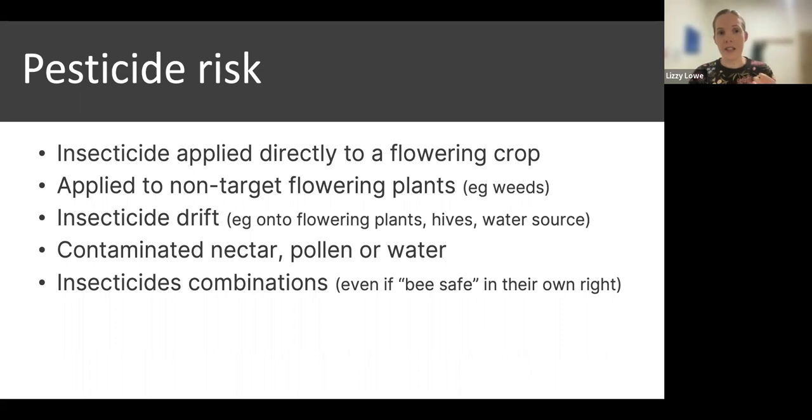Taking into consideration insecticide drift and making sure that this insecticide isn't going on to flowering plants or hives, but also the water sources. So bees can actually be contaminated through these pesticides through the water that they take back to the hive as well. And they can contaminate their nectar, pollen, or water. And also combinations of insecticides can be a problem. Even if they're judged bee safe, when you combine them together, they then become not safe for bees anymore.